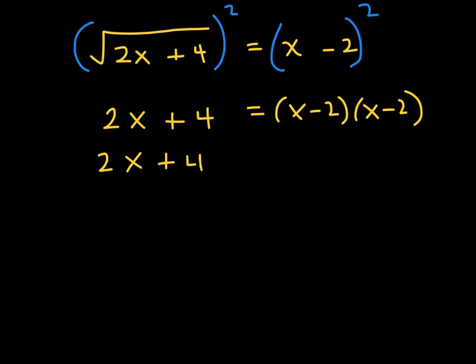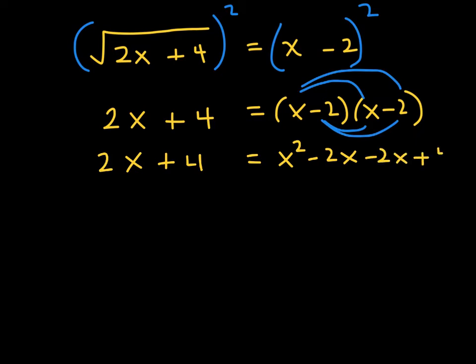Nothing changes there. But on the right, some of you know this as FOIL. So it's distribution, okay, like that. And so you and I get x squared minus 2x minus 2x plus 4. In other words, we get x squared minus 4x plus 4. That was combining these two like terms.